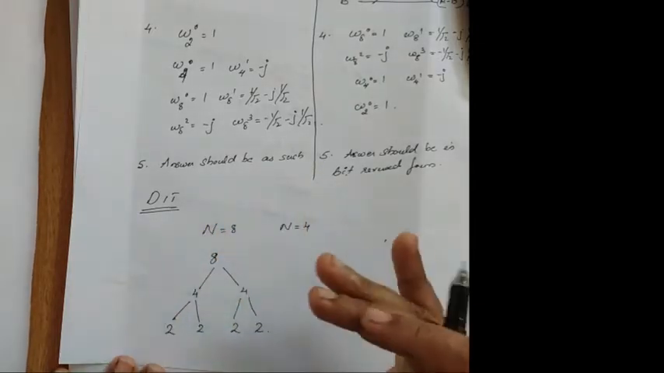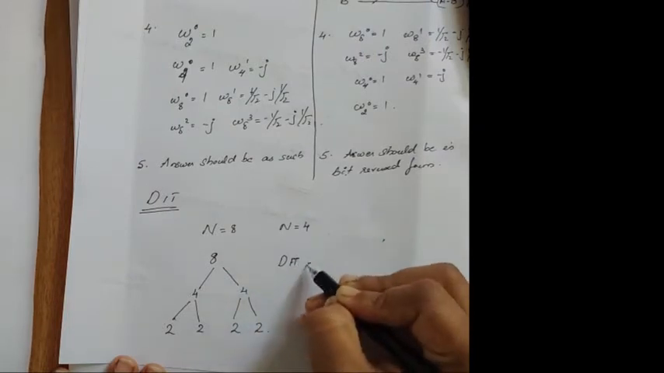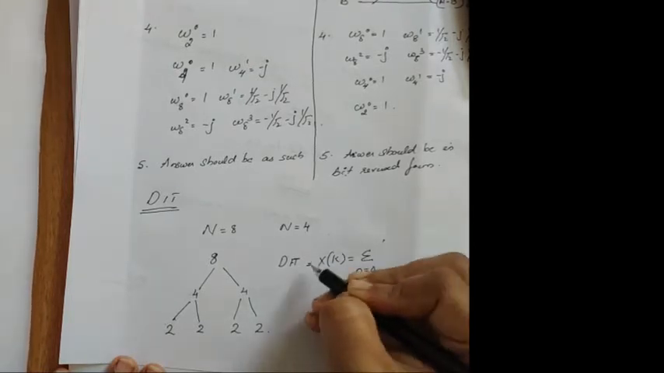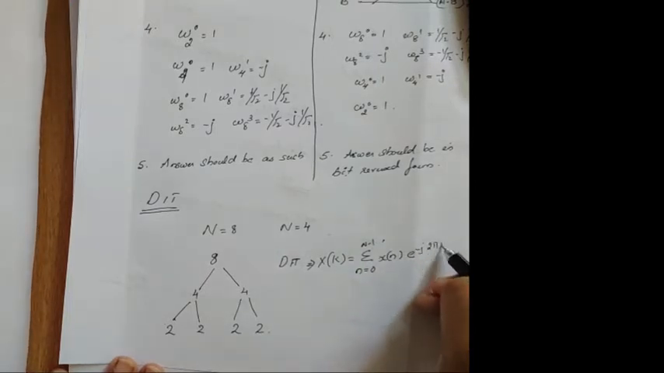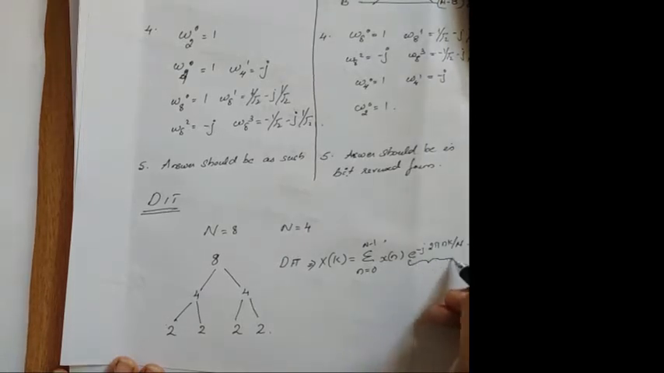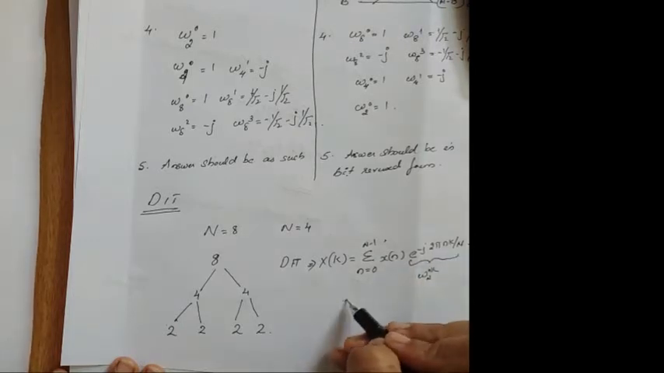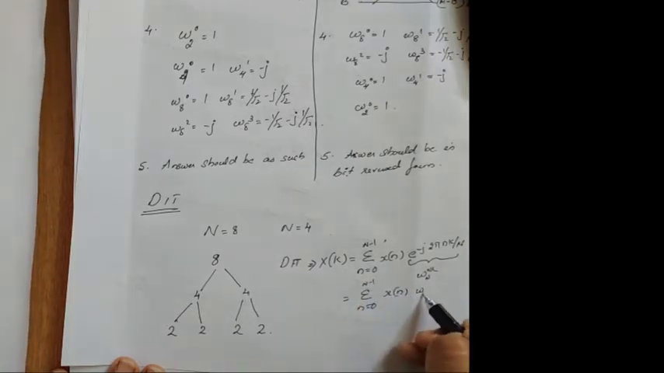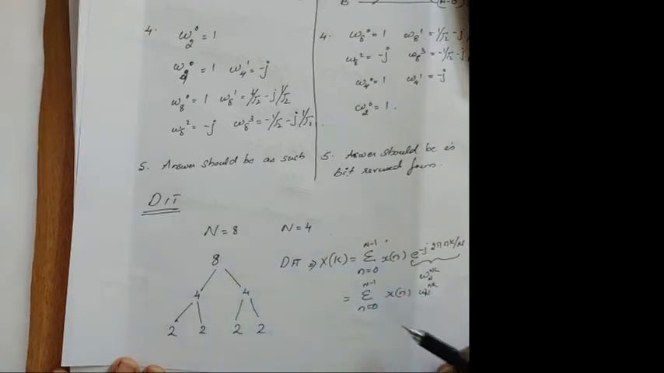In the DIT algorithm, our DFT equation was X of k is equal to summation n is equal to 0 to N minus 1 x of n e raised to minus j 2 pi n k by capital N. You are converting this to your twiddle factor W N K, so the equation changes to summation n is equal to 0 to N minus 1 x of n W N nk. Now, your summation varies from 0 to N minus 1, that means if you have an 8-point DFT, it is 0 to 7.